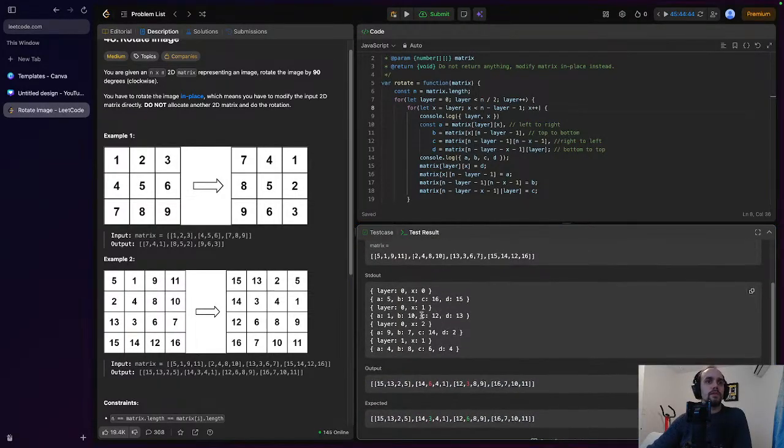Okay, so now we're doing multiple layers. 5, 11, 16, 15. That's nice. 1, 10, 12, 13. Nice. 9, 7, 14, 2. Nice. And then we go to the inner layer. And the inner layer would be 4, 8, 6, 3.